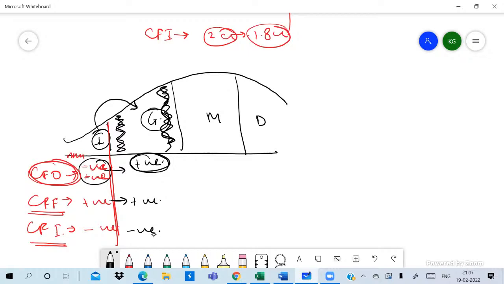Any questions still here before we look at the maturity and the declining stage? Okay. Then let's look at the maturity stage.